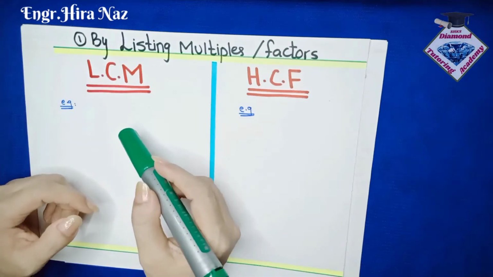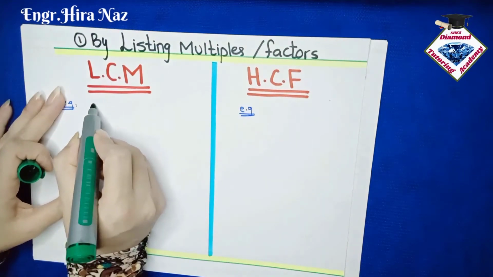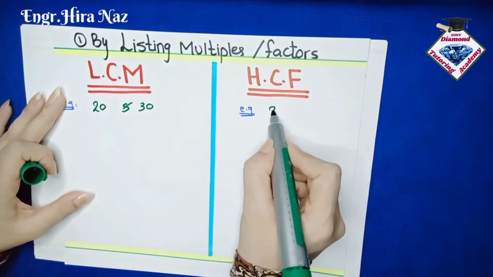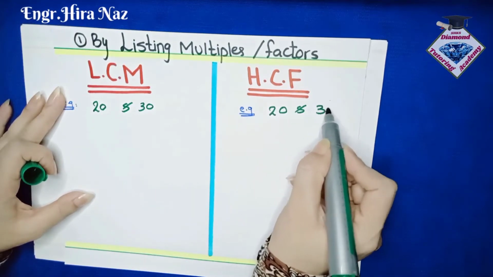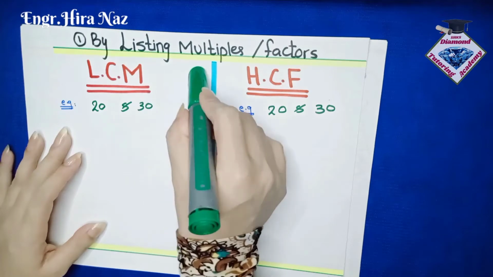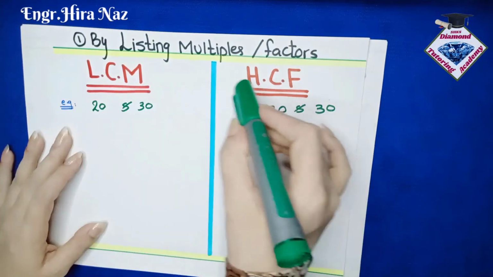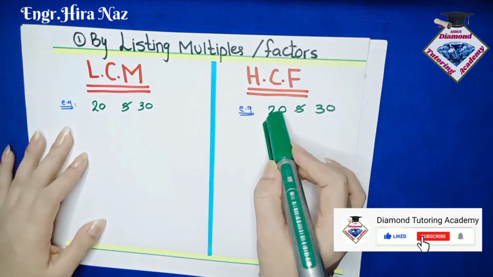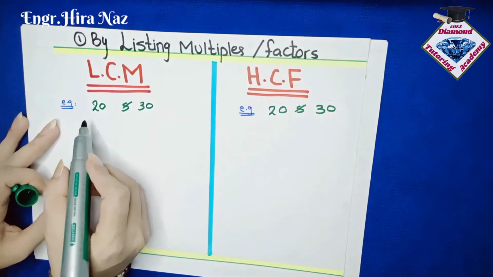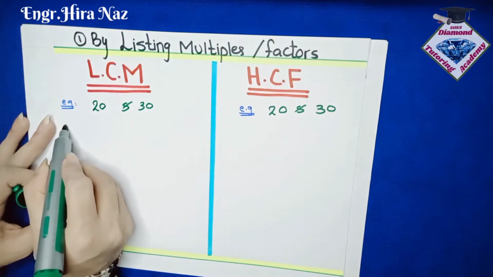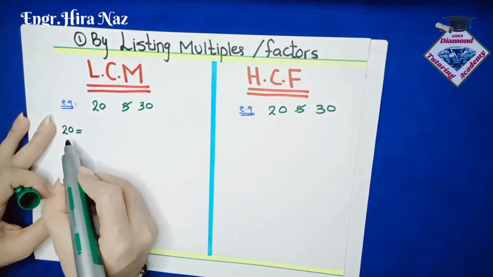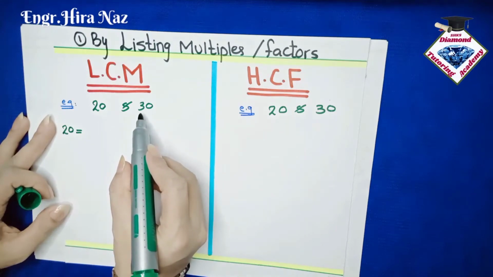Let us start with an example: we have 20 and 30. Again we have 20 and 30 in both cases, and now we are asked to find their LCM and HCF by listing multiples in case of LCM and by listing factors in case of HCF. So first we take LCM. For LCM, we write here 20. First we have to find all the multiples of 20, then all the multiples of 30.